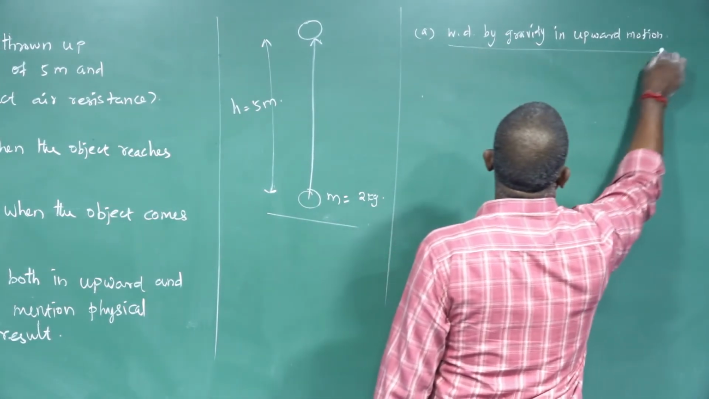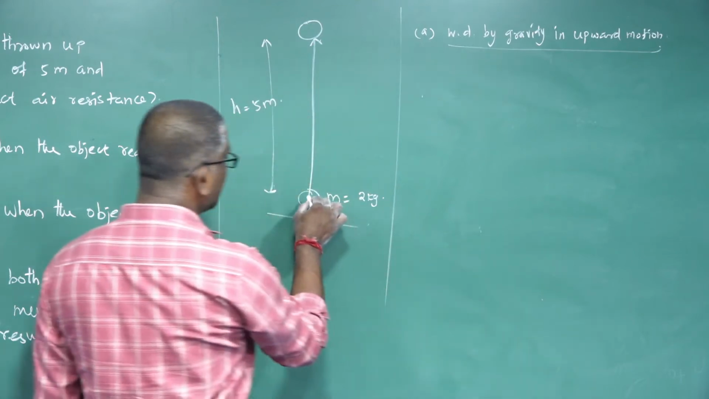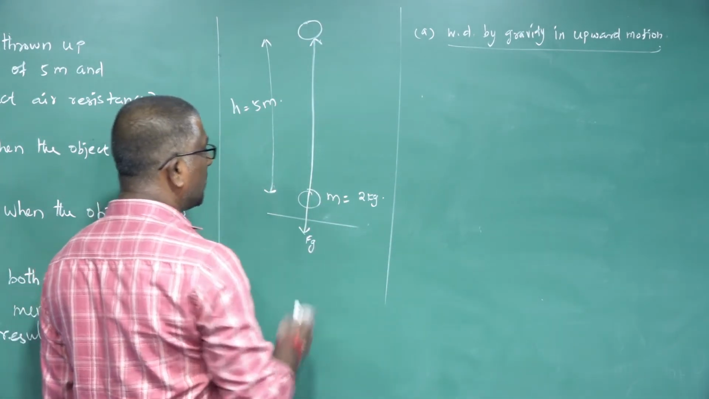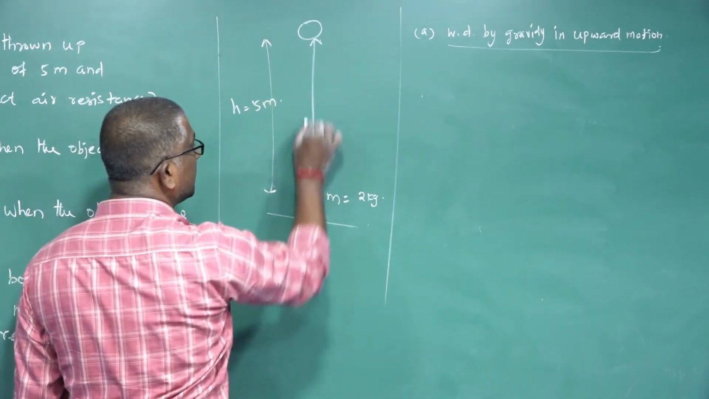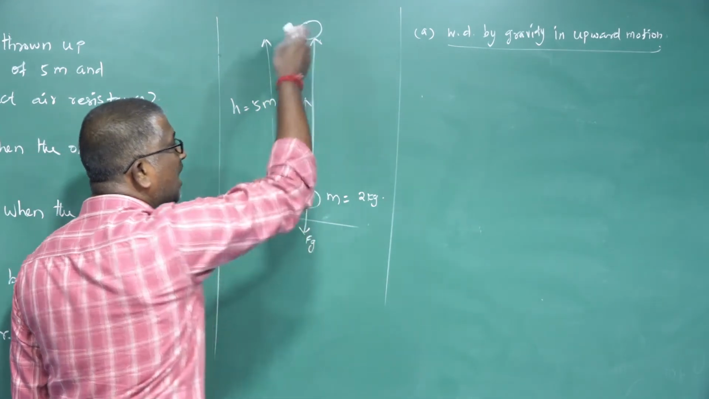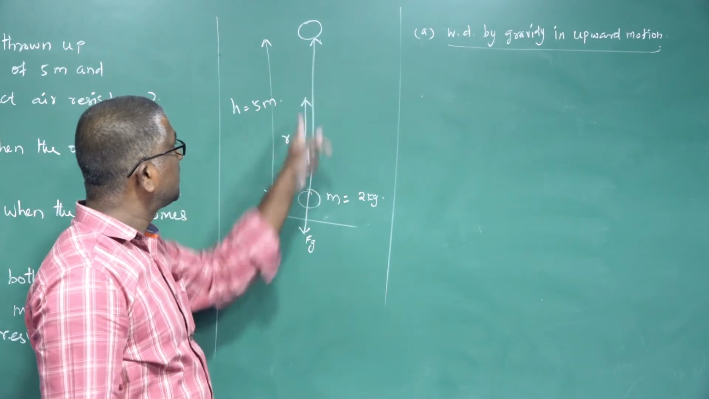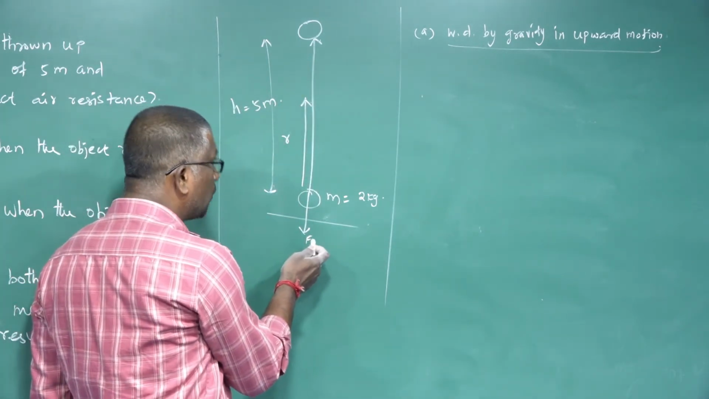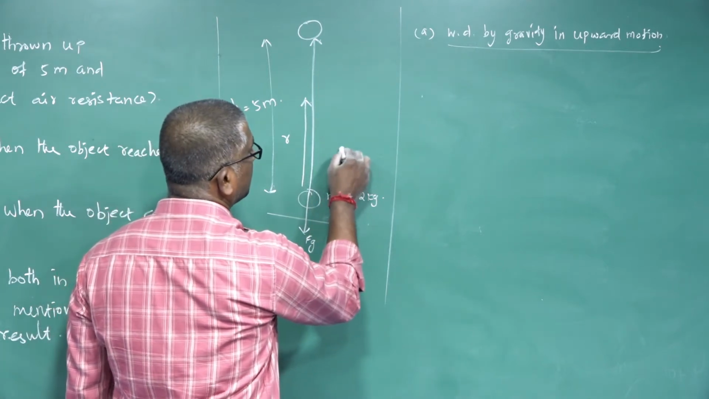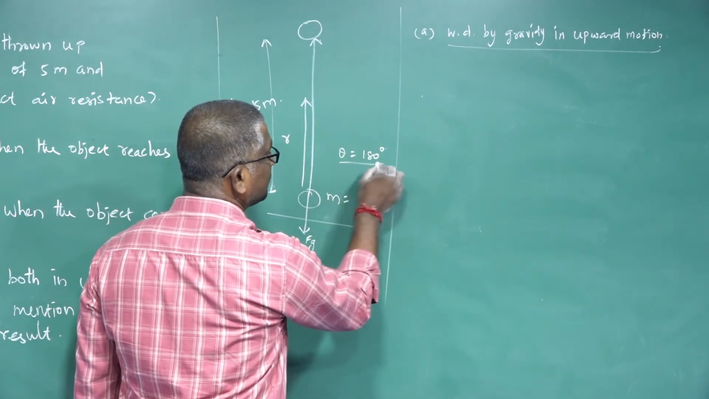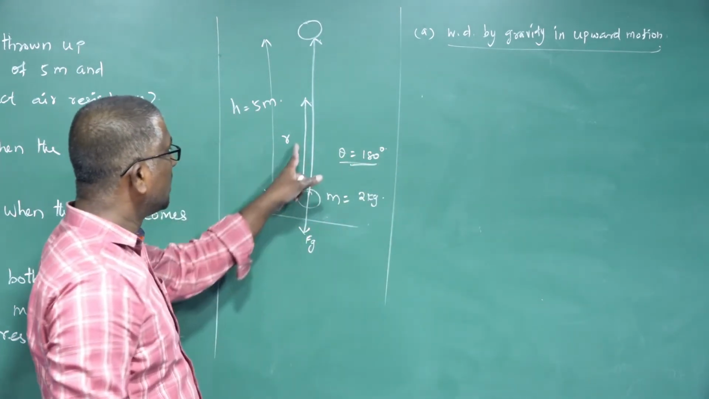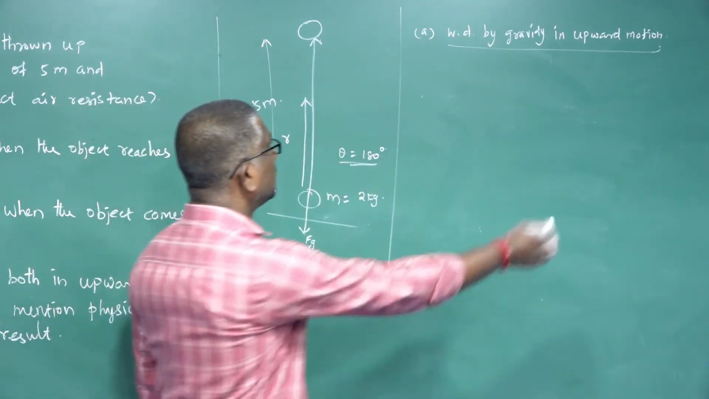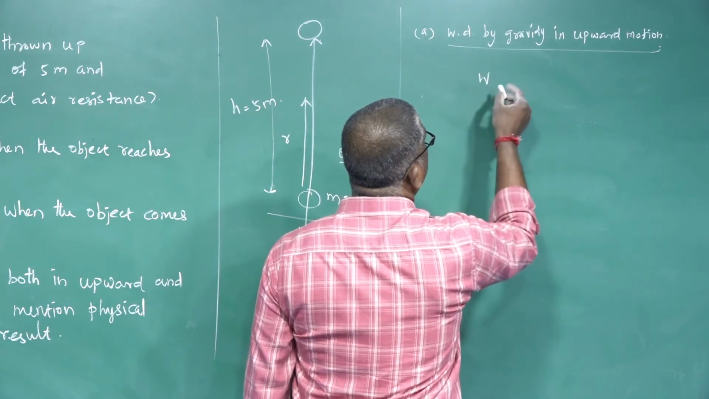Upward motion. Actually, gravitational force is always acting in the downward direction. But if the object is thrown upward, the displacement of the object is in the upward direction, whereas the gravitational force is downward. The angle between this force and the displacement is 180 degrees. The angle between gravitational force and the direction of motion of the body is 180 degrees during upward motion.